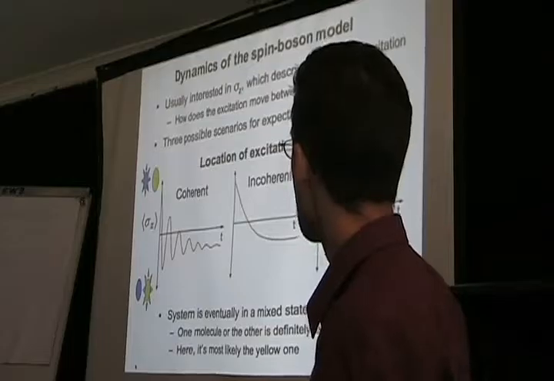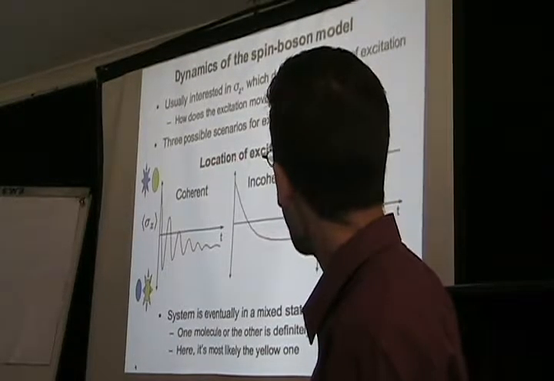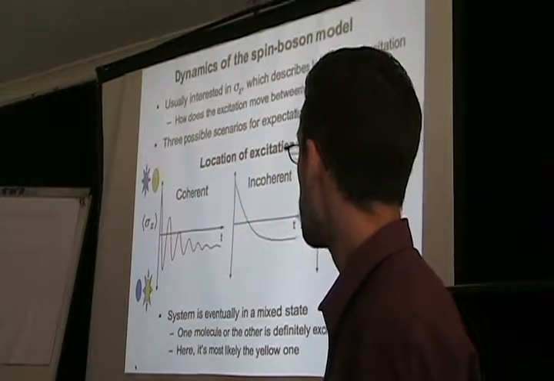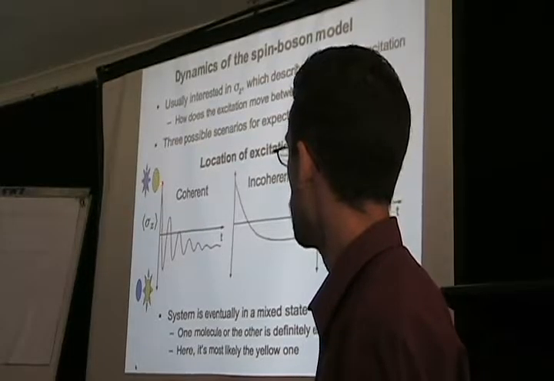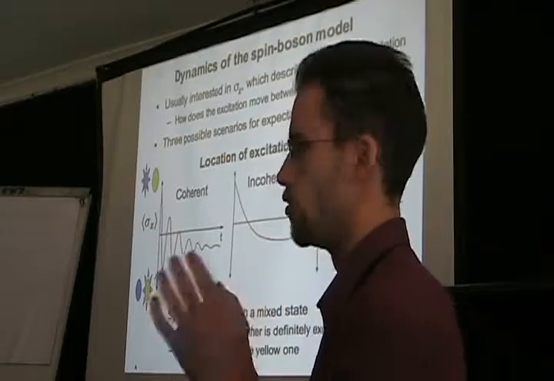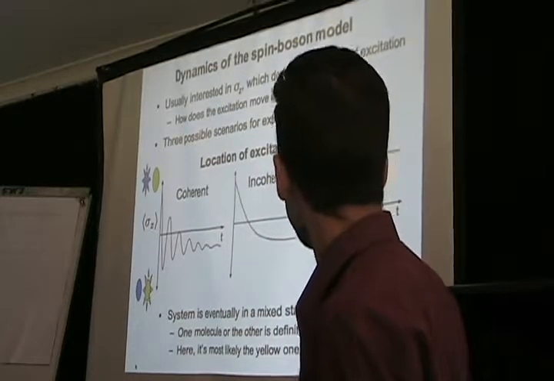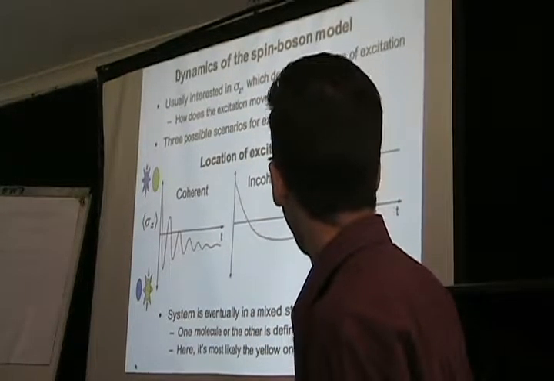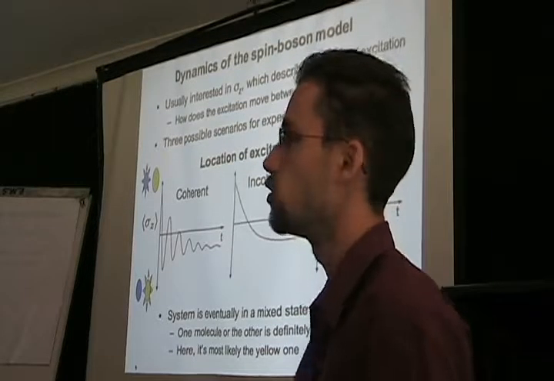Or, if the coupling to the environment is a bit stronger, we might have incoherent transfer, where we basically move from one molecule to the other in a smooth fashion. No coherent oscillations. If it's very strong coupling, however, we might actually see the excitation localized on one molecule, even though the molecule might have higher energy.